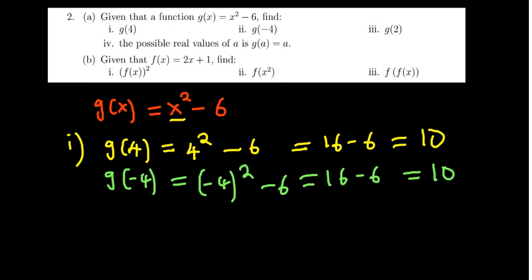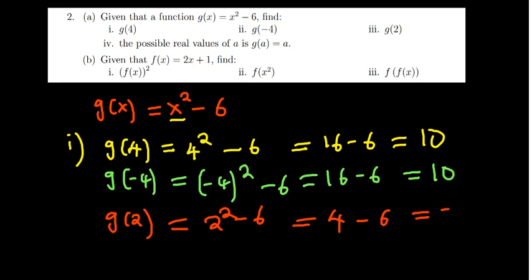And then finally we have g of 2. G of 2 requires us to substitute a 2 where there is x. So 2 squared minus 6. 2 squared is a 4. 4 minus 6 is a minus 2. So we've answered question 1 to question 2a, 1, 2, 3, and then we're on 4.